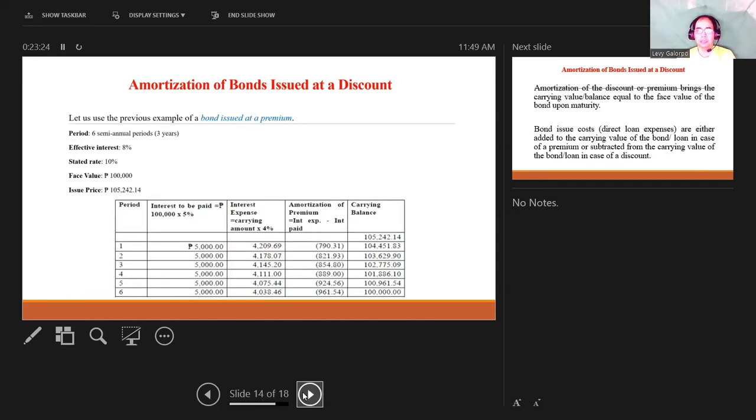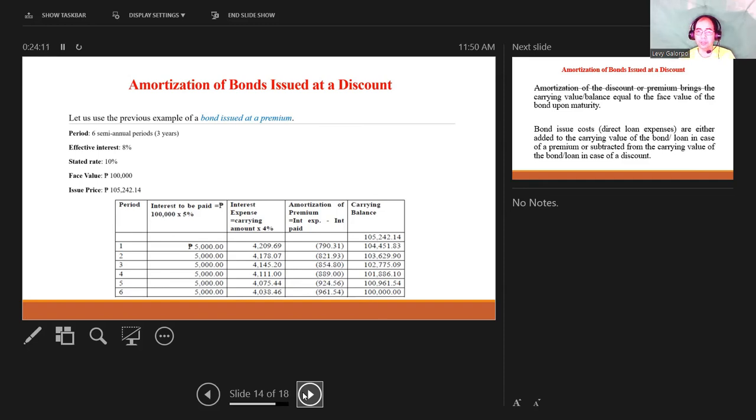Now, let us see this amortization of bonds issued at a premium. O this time, premium naman. So, tingnan natin, ang face value niya, 100,000. Effective interest rate ay 8%, stated rate ay 10%. So, ang issue price niya, 105,242.14 over 6 periods ulit. So, ang carrying balance niya ngayon ay 105,242.14 kasi ito ay at a premium.